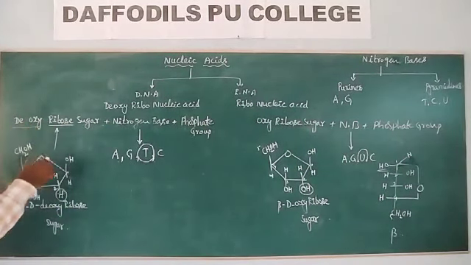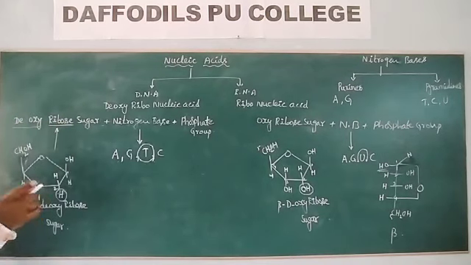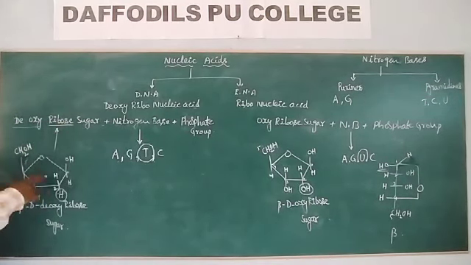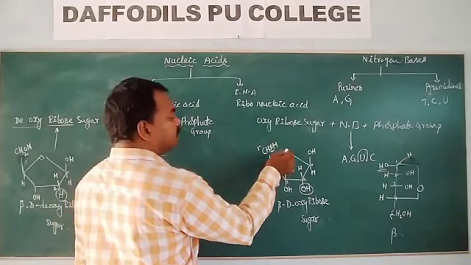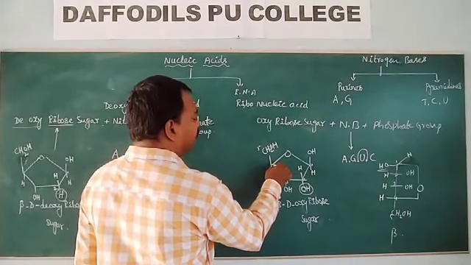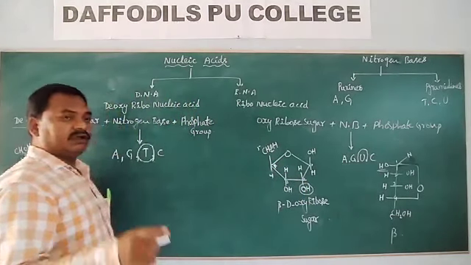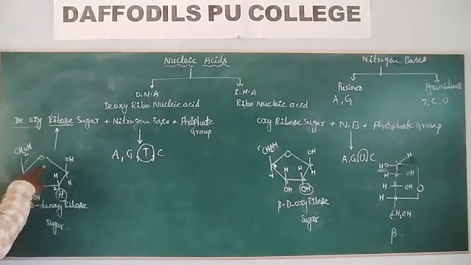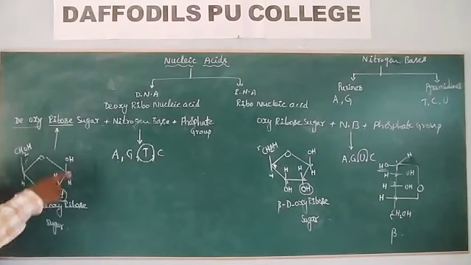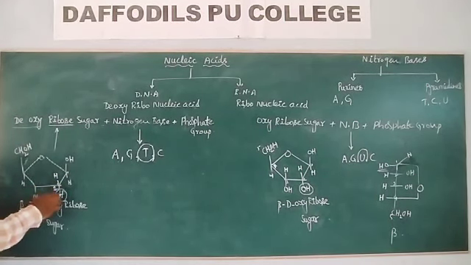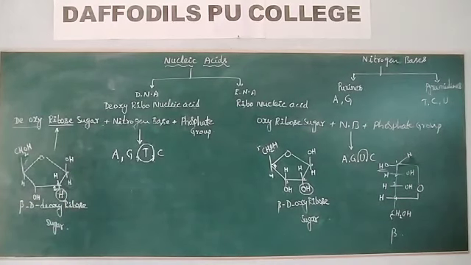But in case of DNA, we have deoxyribose, meaning one oxygen is eliminated from this ribose sugar. This is the ribose sugar. From this ribose sugar, when O is eliminated, we get this deoxyribose sugar. Look at the configuration at the second carbon. At the second carbon, we are not seeing an OH group. The OH group is absent.